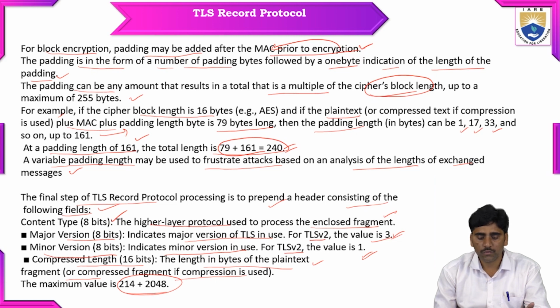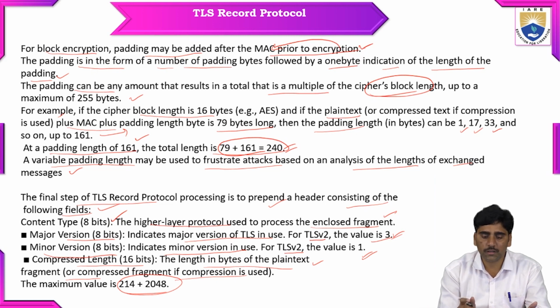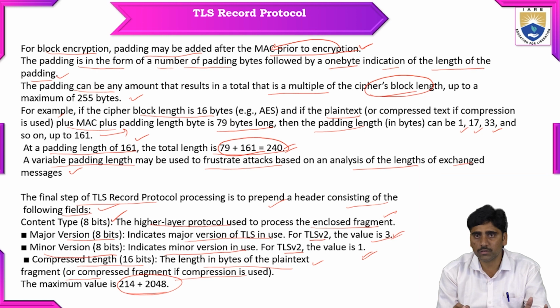And here we have seen that for block encryption, the padding can be any amount that results in a multiple of the cipher's block length, up to a maximum of 255 bytes. So it specifies the padding length and the block length.